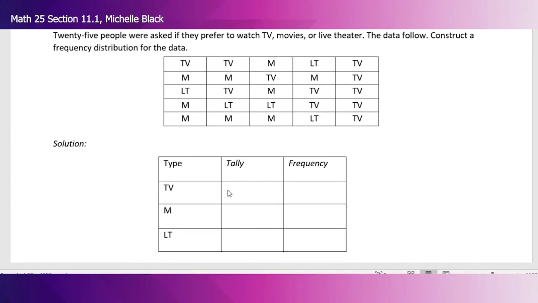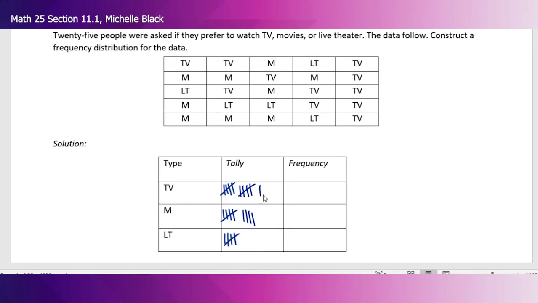So as I look through the chart, I see TV, TV, movies, live theater, TV, movies, movies, TV, movies, TV, live theater, TV, movies, TV, TV, movies, live theater, TV, TV, movies, movies, movies, live theater, TV.